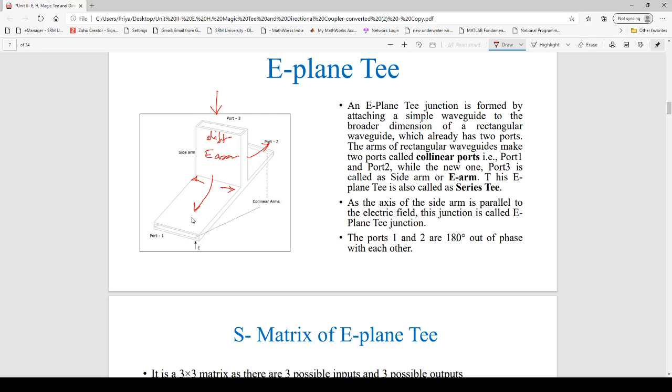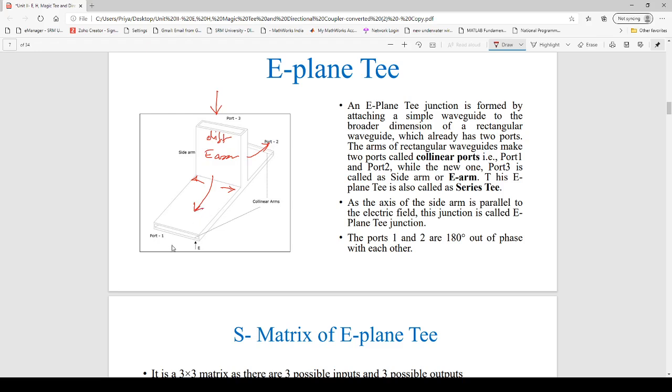That is why we say your port 1 and port 2 are 180 degrees out of phase with each other. And here, as the axis of the side arm is parallel to the electric field, this junction is called an E plane junction. Okay, so the main important property here is when we give input at port 3, it will be equally divided in magnitude but opposite in phase.